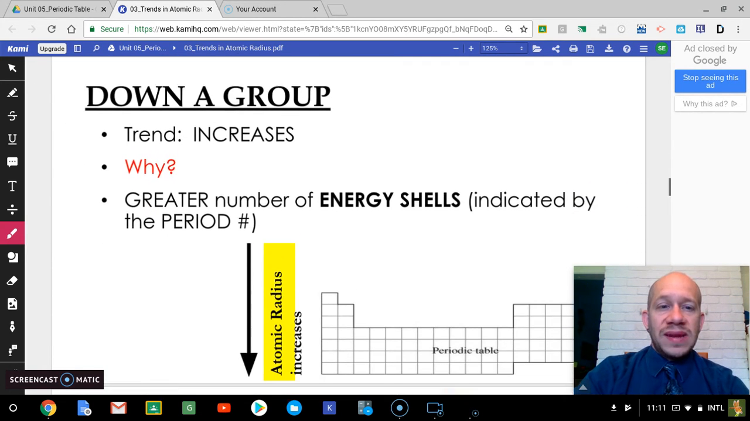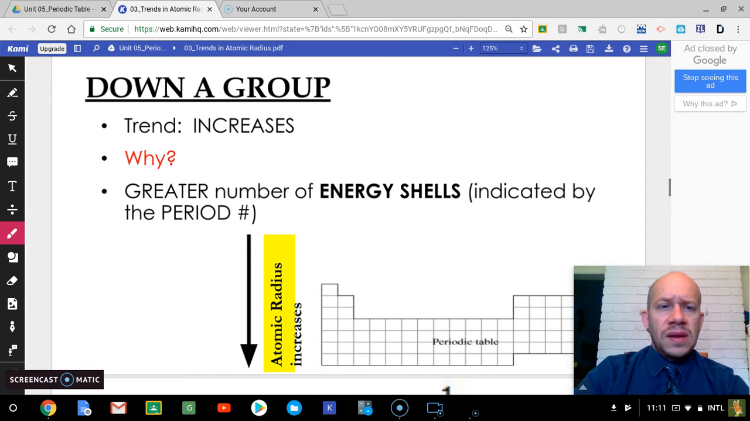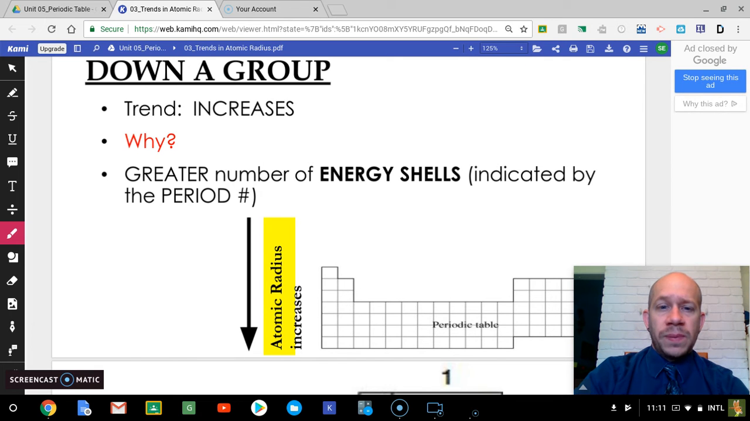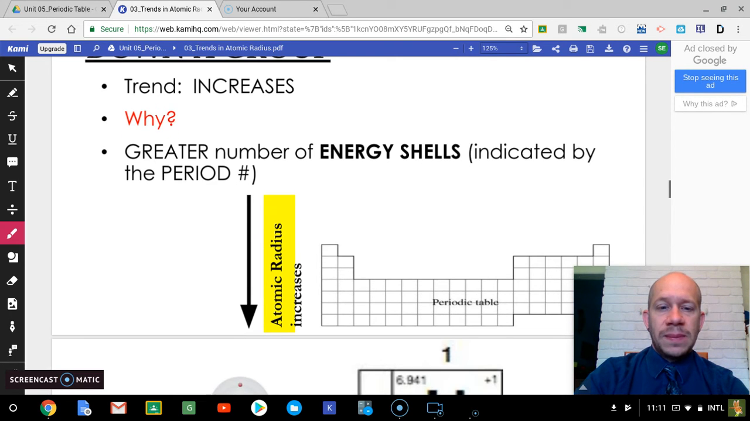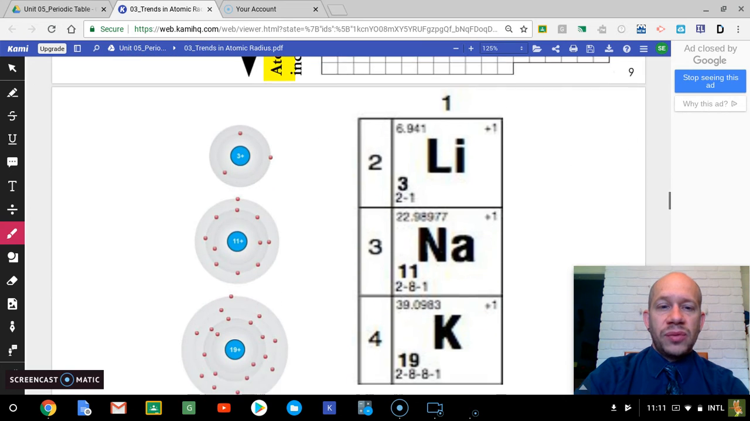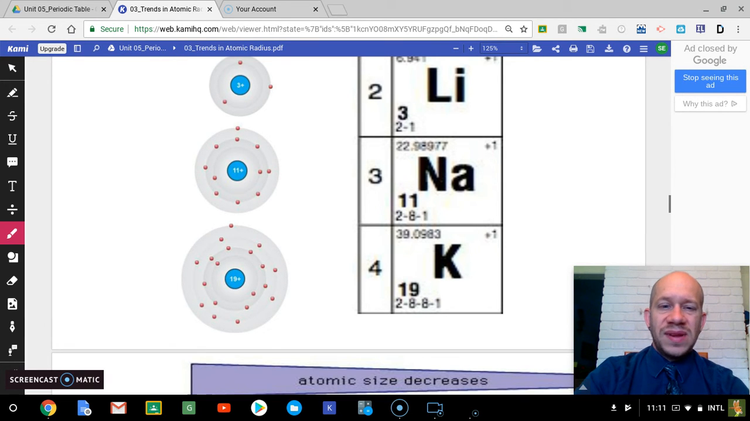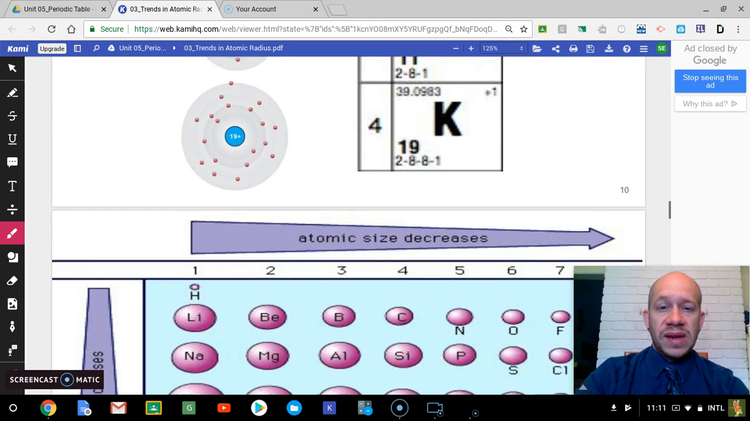Down a group, the trend is the radius increases. Why? Because the number of energy shells, indicated by the period number, is increasing. So period 1, period 2, period 3, etc. As I increase that period number, I'm increasing the electron shells. So here's period 2: 1, 2 shells. Period 3: 1, 2, 3 shells. Period 4: 1, 2, 3, 4 shells. So as I increase those electron shells, I'm increasing the radius.